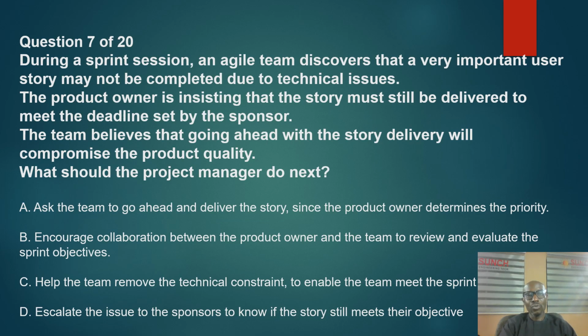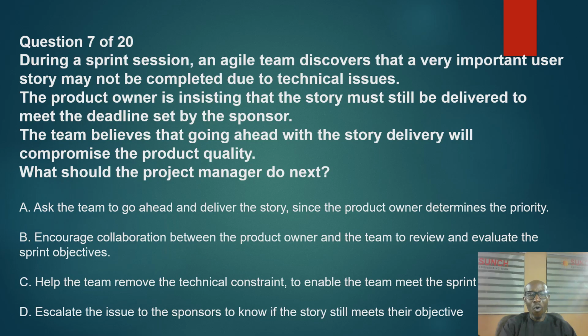Question number 7. During a sprint session, an agile team discovers that a very important user story may not be completed due to technical issues. The product owner is insisting that the story must be delivered to meet the deadline set by the sponsor. The team believes that going ahead with the story delivery will compromise the product quality. What should the project manager do next?